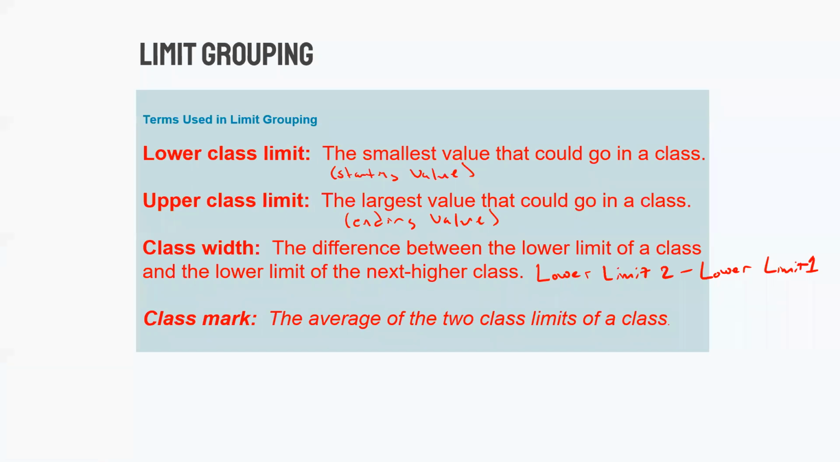All right, just to go back real quick now. The last thing here, we have lower limit, upper limit, class width, and then we have what's called the class mark. And this is basically a way you can identify each class.